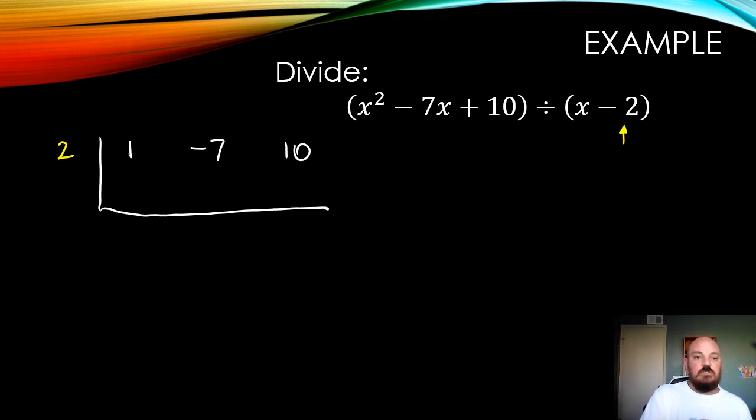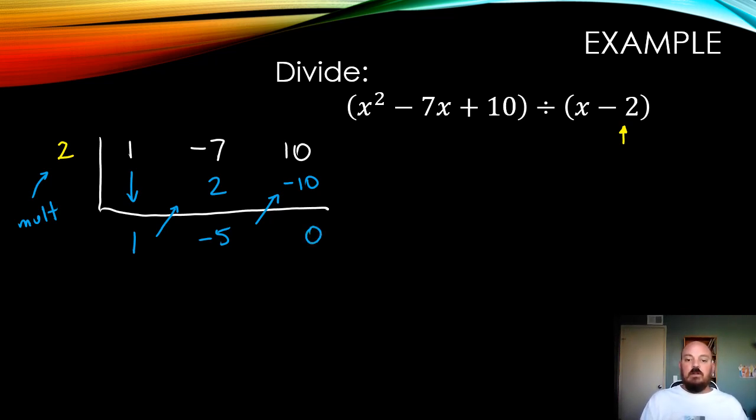Here's how synthetic division works. The first number always drops straight down, so the 1 just comes straight down. Then, to get back up, you always multiply by that number out front. So I do 2 times 1 is 2, and I put a 2 right here. And then I add. Negative 7 plus 2 is negative 5. And then we multiply to get back up again. 2 times negative 5 is negative 10. And then we add. 10 plus negative 10 is 0.